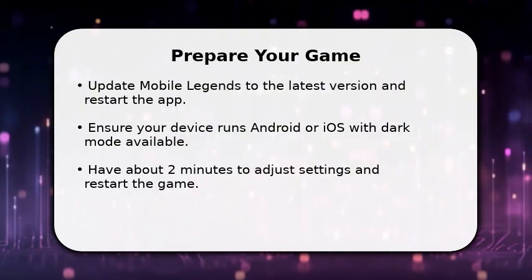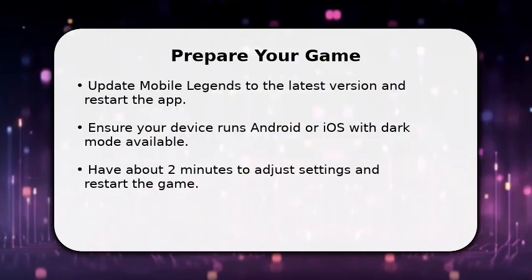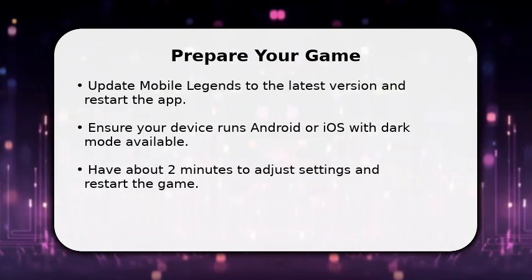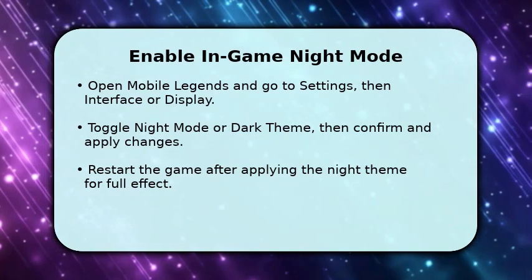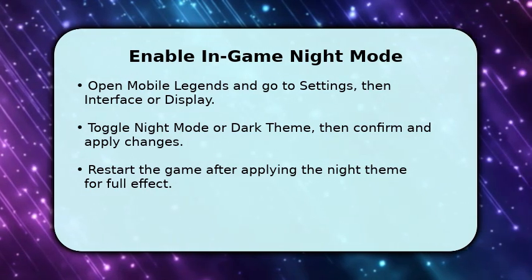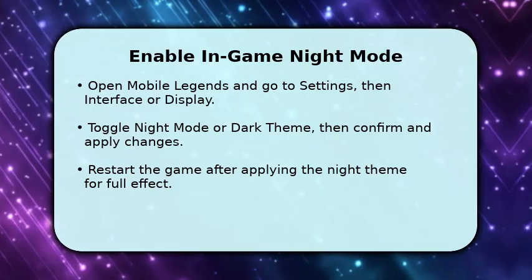If you use a custom launcher, switch to the default launcher temporarily. This prevents theme conflicts between the system and the game. Open Mobile Legends and tap the profile icon to access settings. Select Interface or Display from the Settings menu to find theme options.